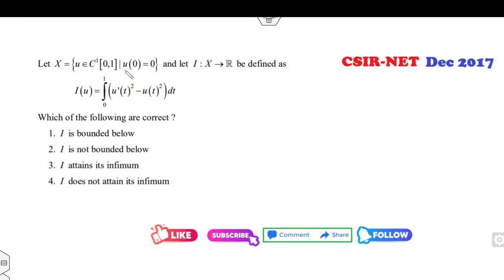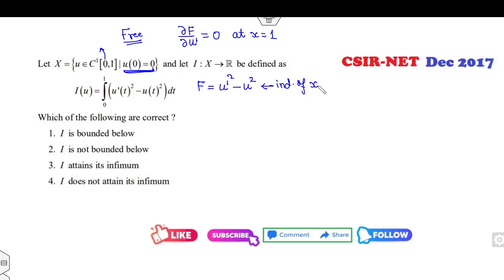Okay, look at that. Only one condition is given to you, but we need at least two conditions. Fine. So since only one condition is given to you at the initial point, the second condition will be my free condition. That means del f upon del u dash is 0 at x is equal to 1, because the second point is my 1. Fine. Now, what is my f? This is u dash square minus u square. Clearly, this is independent of x.